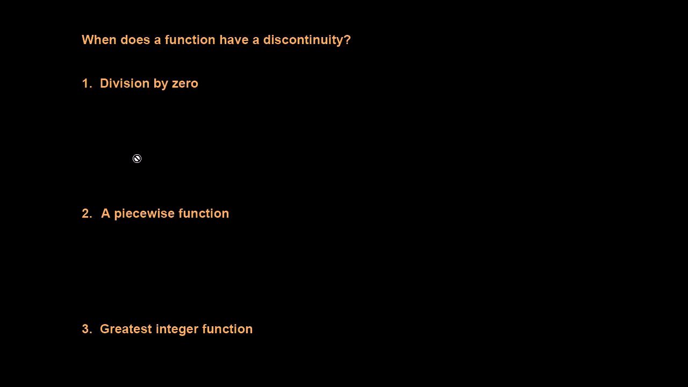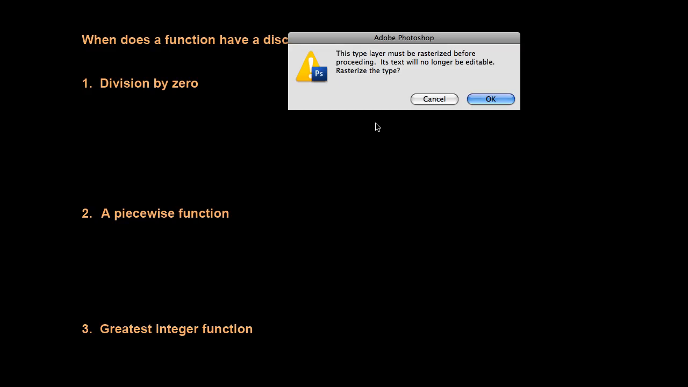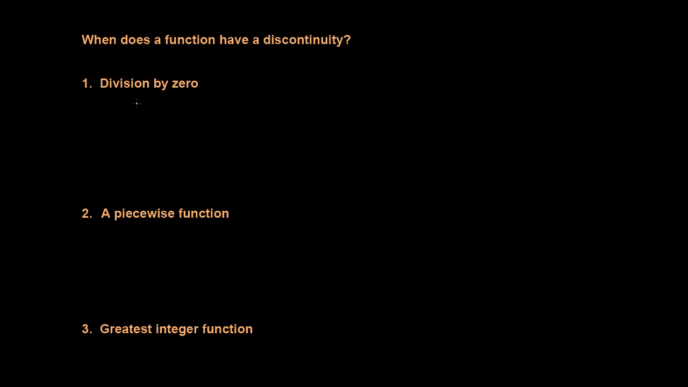Hi there. In this video, what I want to look at is, generally speaking, when does a function have a discontinuity? Okay, so again, when does a function have a discontinuity? When is it not continuous across the entire real number line?